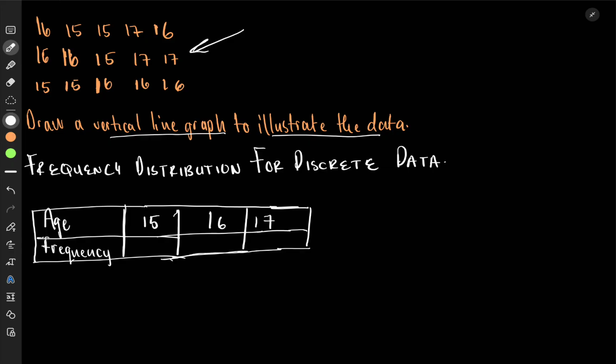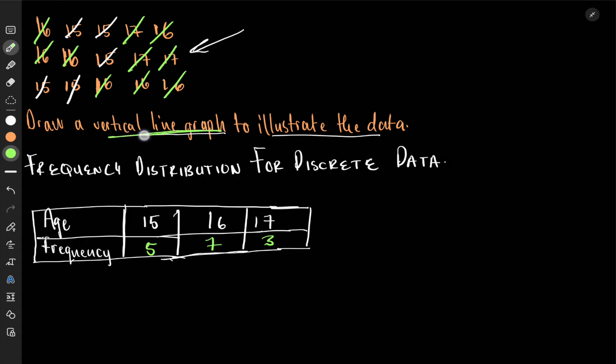Now let's count. How many 15s do we have? We slice them. 1, 2, 3, 4, 5. Is there a 15 I haven't sliced? No, 5. So 5 of them. Now let's slice the 16s. 1, 2, 3, 4, 5, 6, 7. 7 of them. Now let's slice the 17s. 1, 2, and 3. So 17 is 3. So now I can find the total, but I don't need it for what they want.